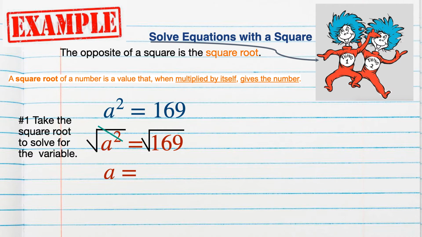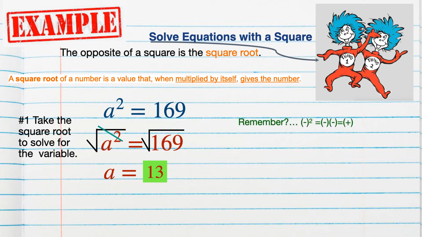Now think of a number that when you multiply it by itself equals 169. Well, you can also use your notes that we did earlier. And what is that number? 13. And 13 is the positive square root of 169. It's also called the principal.